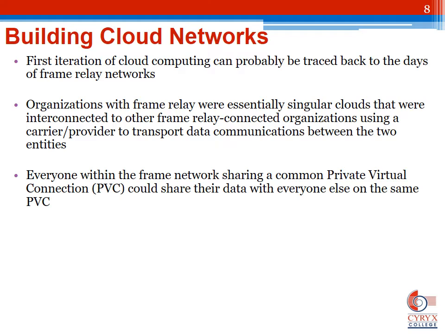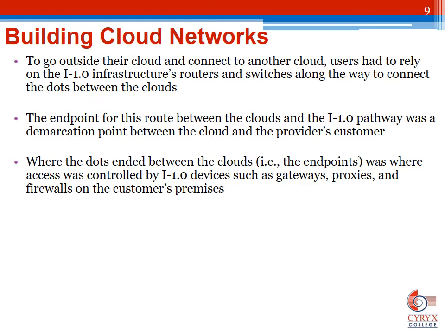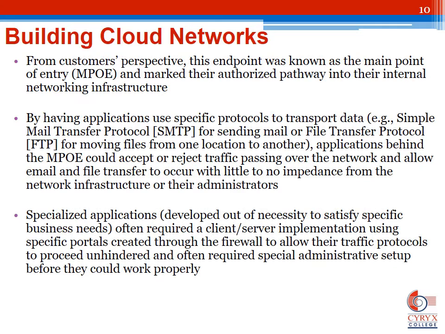The first iteration of cloud computing can probably be traced back to the old days, essentially singular clouds. But today we have clouds being connected, like Amazon to Microsoft Azure. There is an API or connection between the providers, to go outside their cloud and connect to other cloud service providers. The endpoint of this route between the clouds is the demarcation between the cloud and the other customer or service provider.